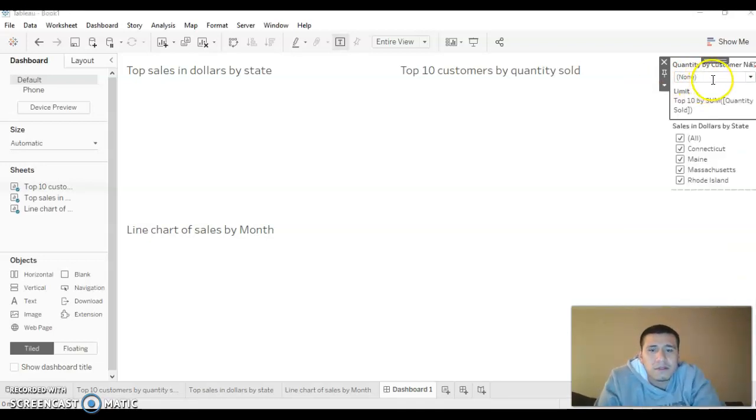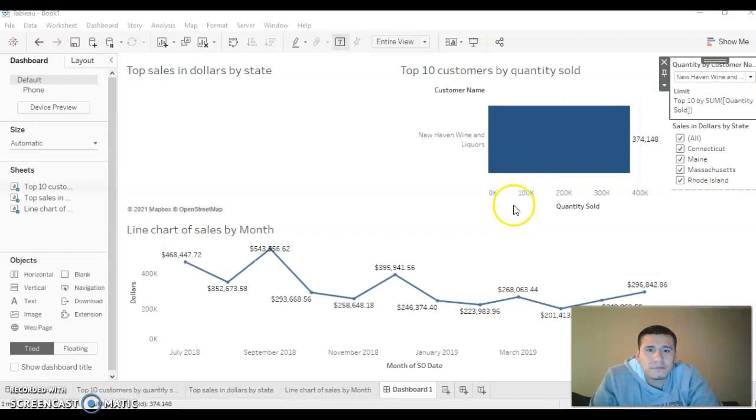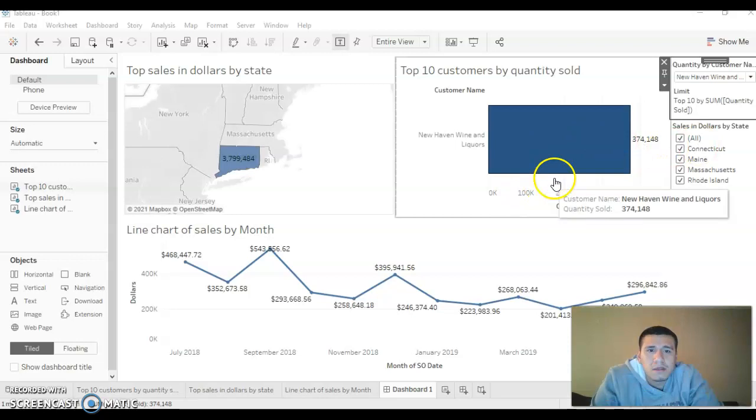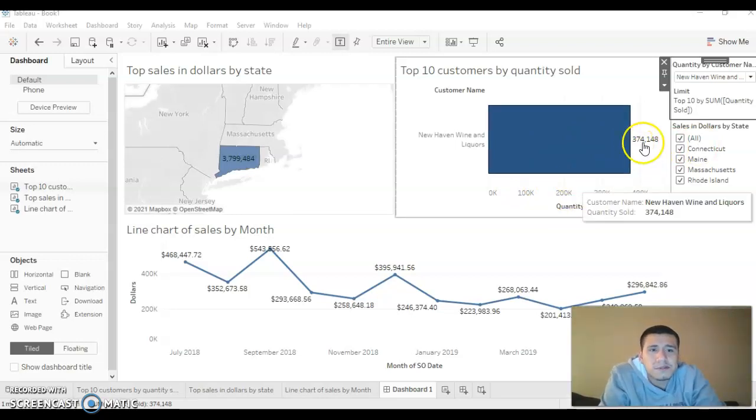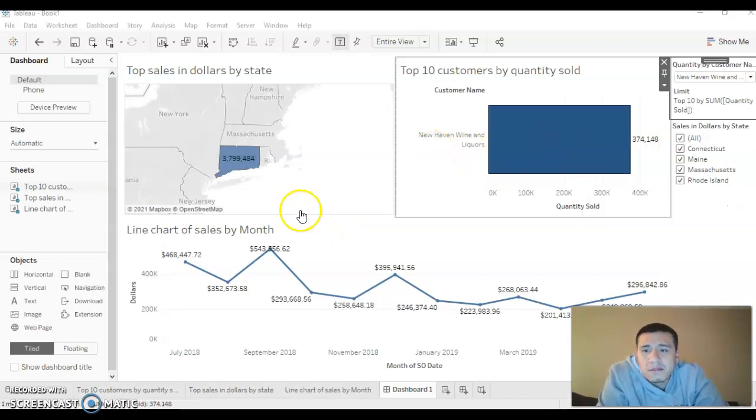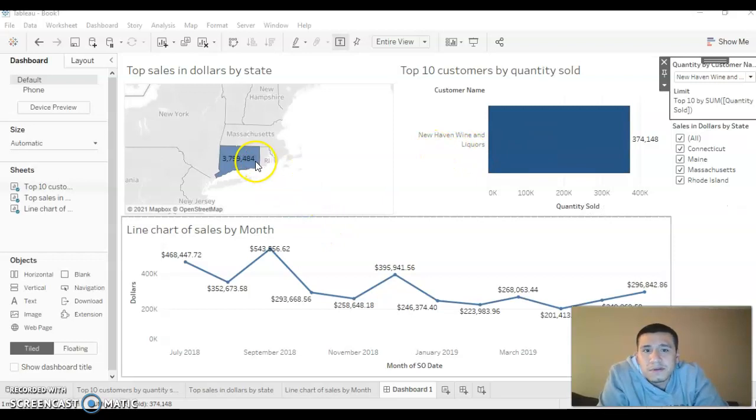So their sales order date for July 2018 totals $468,447.72. All of the sales for this specific year add up to $303,799,484 out of the state of Connecticut. In addition to the sales in dollars by state filter, again, the number in the map is 15,772,927. Those sales only come from the top 10.